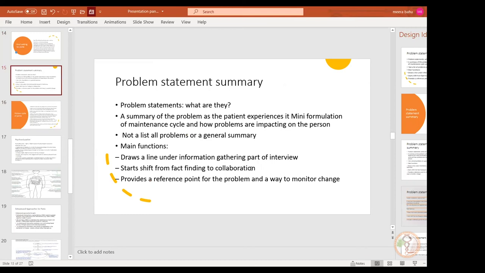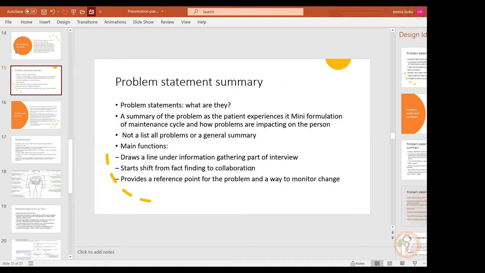Problem statements are very important. You are giving a major summary to the client, saying this is the summary of the problem. So, a summary of the problem as the patient experiences it, a mini formulation of the maintenance cycle, the five areas that you have identified, and how this problem is impacting the person. So this person is not traveling to work and therefore is unable to attend work. So not a list of problems or a general summary. A general summary and a list of problems is not going to help you.